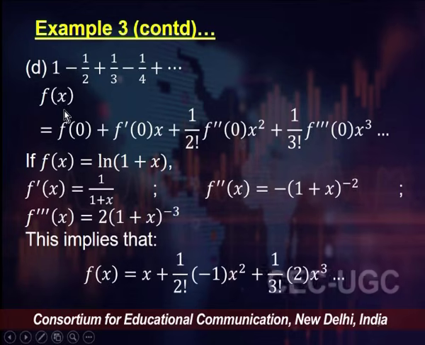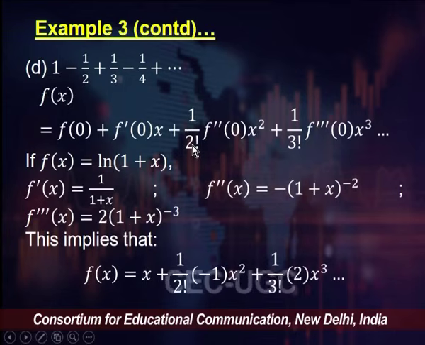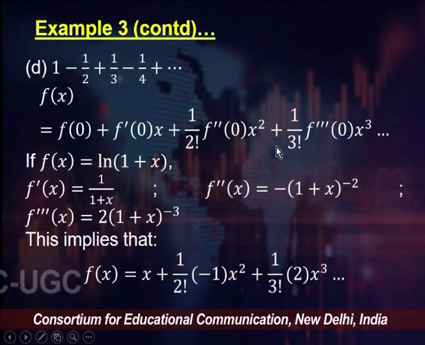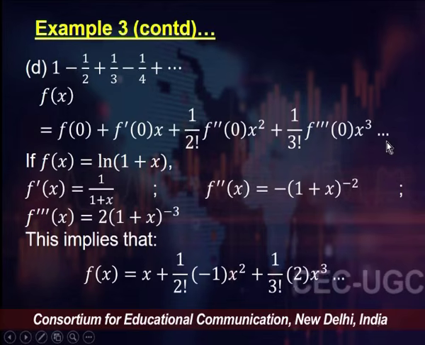If I am taking the series around the point 0, then f of x will be given by f of 0 plus f prime 0 times x plus 1 by 2 factorial f double prime at 0 times x squared plus 1 by 3 factorial, the third derivative at 0 times x cubed and so on. And this is an exact equality because we are taking an infinite series.